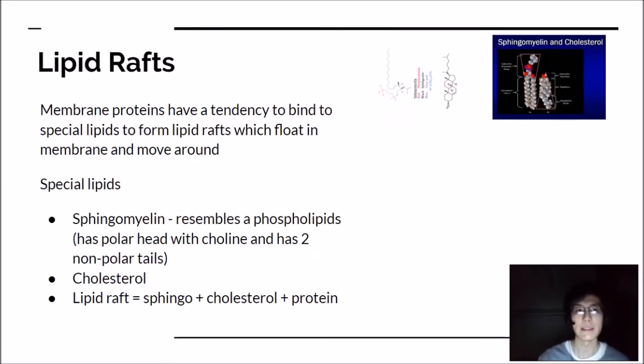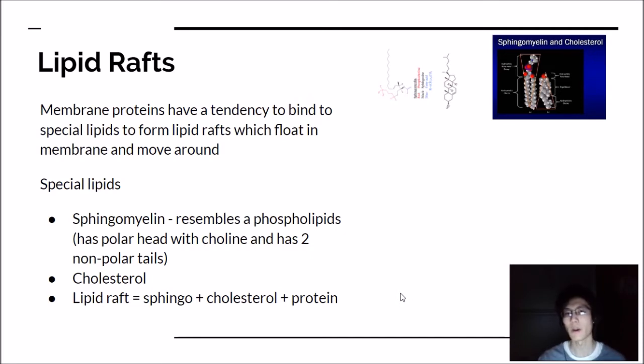Moving on from there is this other concept, the idea of the lipid raft. Membrane proteins have a tendency to bind to special lipids to form these raft-looking things that float around at the tops of these membrane bilayers. There are two special lipids that allow this to occur. One of them is sphingomyelin, which resembles normal phospholipids. It has a polar head with choline and two nonpolar tails. The other, perhaps well-known lipid is cholesterol, which works together with sphingomyelin to make this lipid raft. You can always think about it with this formula that Dr. Leckler gave us: lipid raft is basically sphingomyelin plus cholesterol plus some kind of a protein attached.